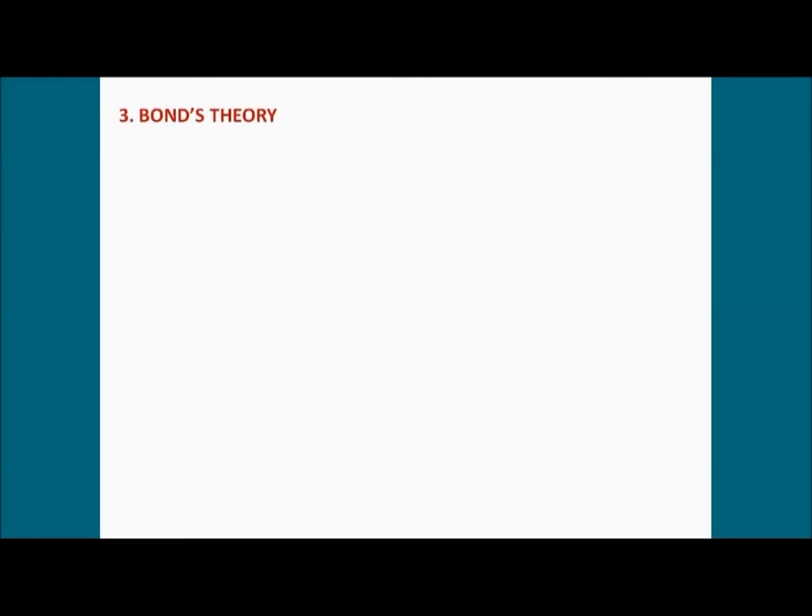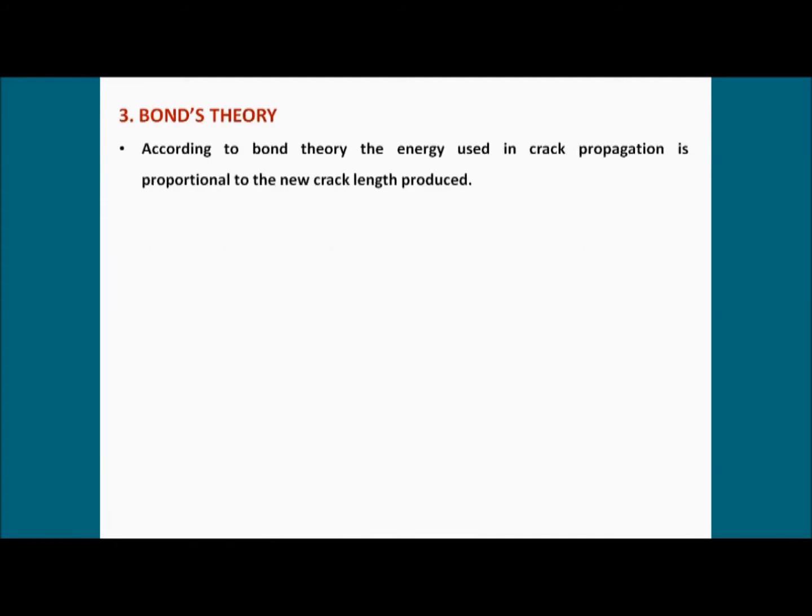Then we have Bohn's theory. As per Bohn's theory, the energy used to crack or break, that is the energy used in crack propagation, is proportional to the new crack length produced. So here we are dealing with terms of the length which is produced. Suppose the initial diameter of the bigger ball is 5 cm, and the new diameter of the smaller ball after crushing is 2 cm. The energy used in a crack is proportional to the new crack length produced.